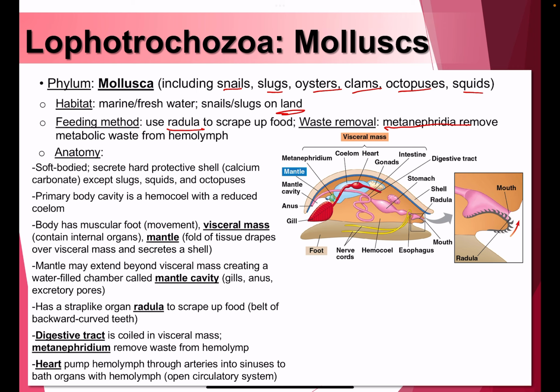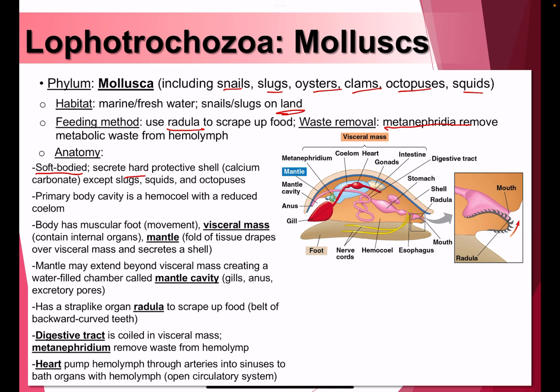So for mollusk, they are usually soft body on the inside, but they are protected by a hard shell that the inside soft body will secrete. Again, these shells are made up of calcium carbonate, and all of these mollusks usually have shells other than slugs, squids, and octopuses. And that is logic. Just imagine how they look like if you know how slugs and squids and octopus look like.